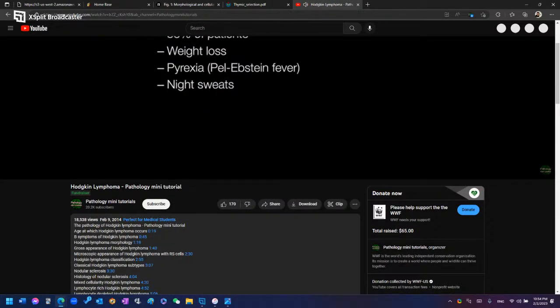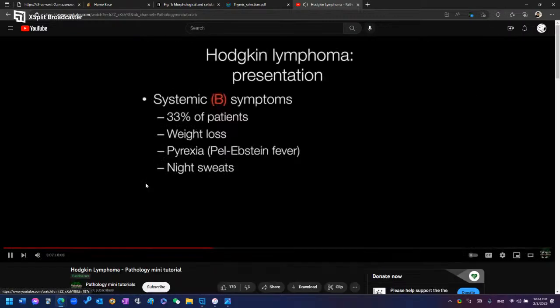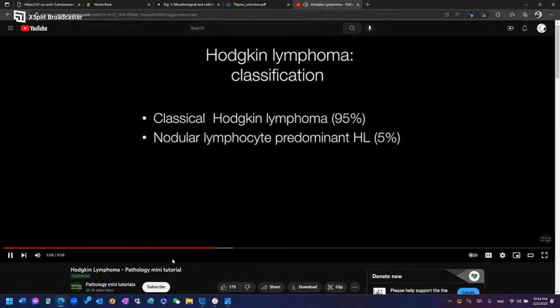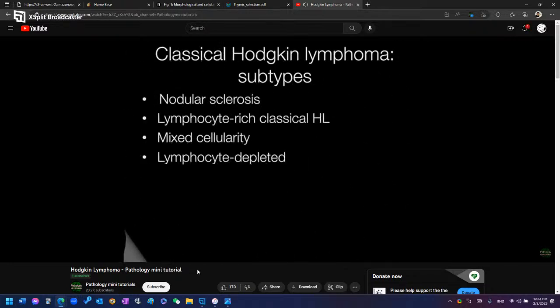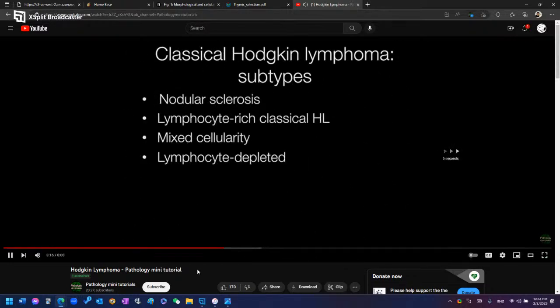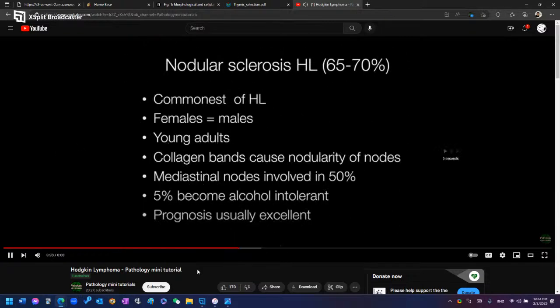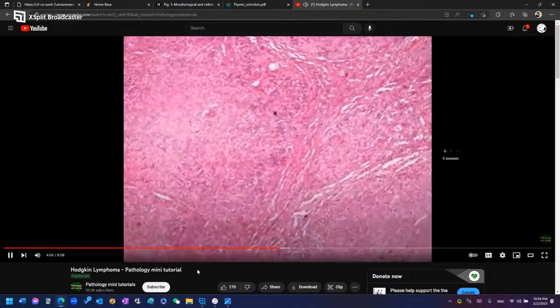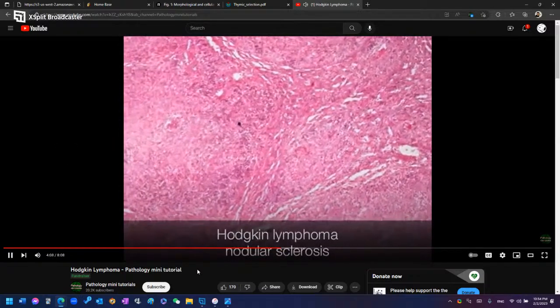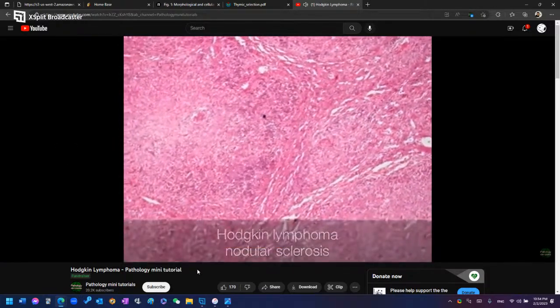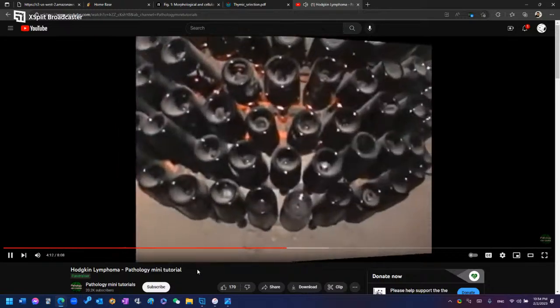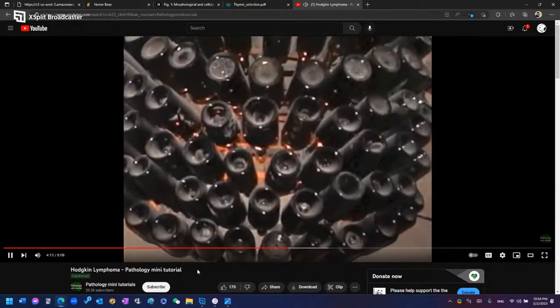Approximately 33% of patients. Here we go. Subtypes. Approximately 5% of patients. The class is on cellular of Hodgkin lymphocytes depleted. So let's see if we can take a look. Of the nodular sclerosis. This picture is horrible. What is that?